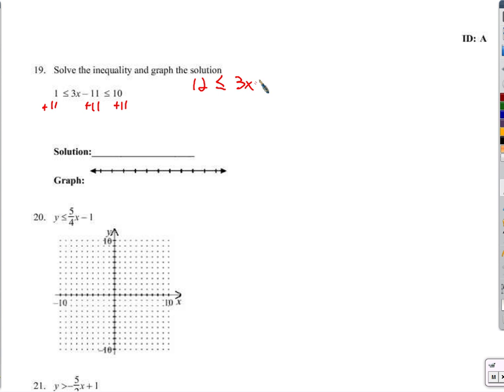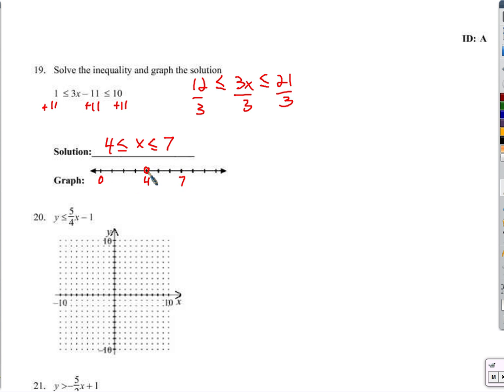We cancel out the negative 11. Less than 21. We divide by 3 here, here, and here. We get 4 is less than or equal to x is less than or equal to 7. So we need to show that on the graph. So 4 and 7, here's maybe a 0. 1, 2, 3, 4, 5, 6, 7.